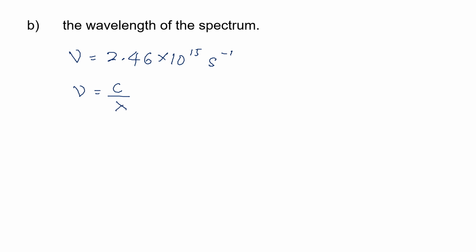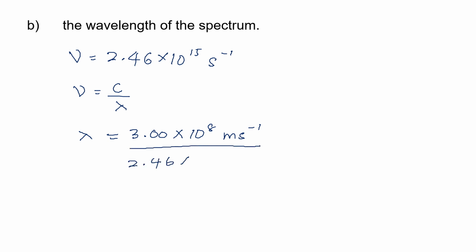Rearrange this equation, we will get lambda equals C over the frequency. C is 3.00 times 10 to the power of 8 meter per second, over the frequency value 2.46 times 10 to the power of 15 per second. So the seconds can be cancelled. We will get the lambda value, which equals 1.2195 times 10 to the power of negative 7 meter.